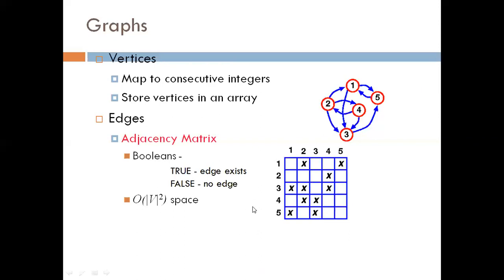So here we are showing the representation of this graph in memory. So suppose these are the 5 nodes. So for 5 nodes, we will have an n cross n matrix. And if from 1 to 1 we have no edge, so Boolean: if an edge exists, then true, and if it does not exist, then false. So the memory required is n cross n.